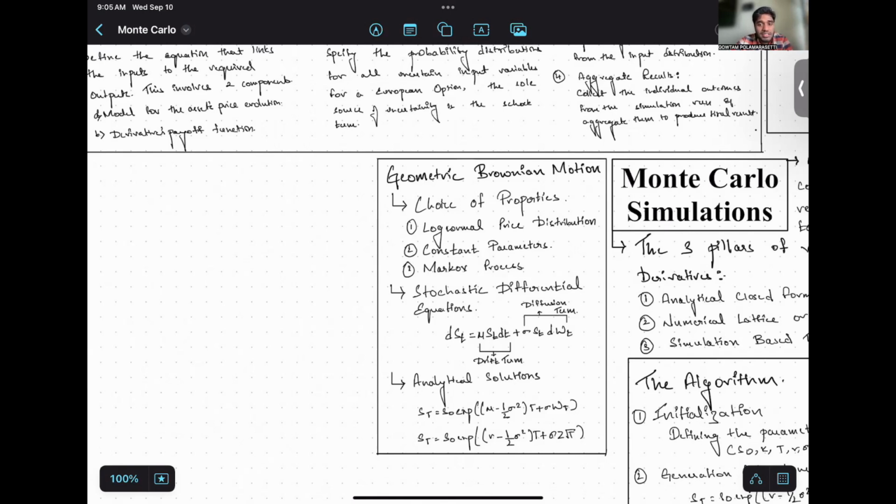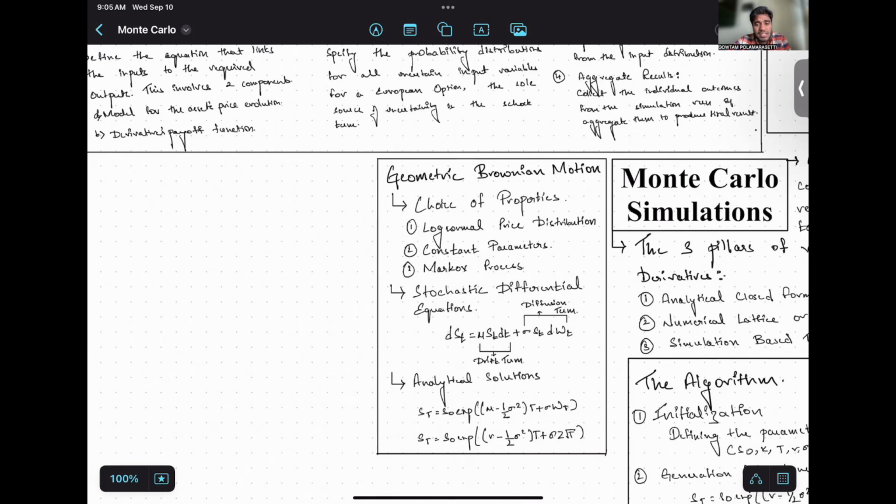The first property is that GBM implies that stock prices follow a log-normal distribution. This is a highly desirable feature because log-normally distributed variables can only take positive values. The next property is that the basic GBM model assumes that the drift and volatility of the asset are constant throughout the option's life. While this is a simplification, as real-world volatility is known to change over time, it makes the model mathematically tractable and serves as a robust baseline.